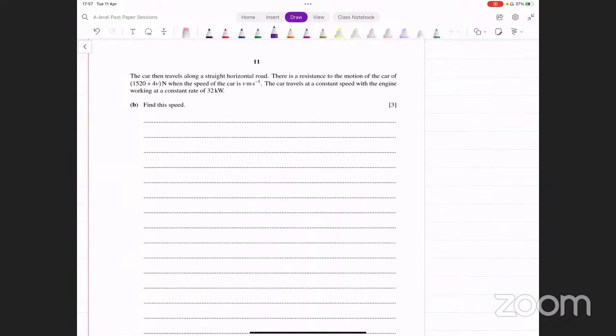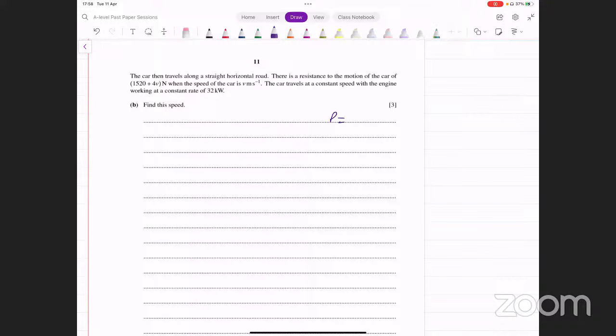It says the car then travels along a straight horizontal road. There is a resistance to the motion of the car of this magnitude, 1520 plus 4v, when the speed of the car is v meters per second. The car travels at a constant speed with the engine working at a constant rate of 32 kilowatt. Find the speed. Okay, अब हमें क्या क्या information दी हुई है?